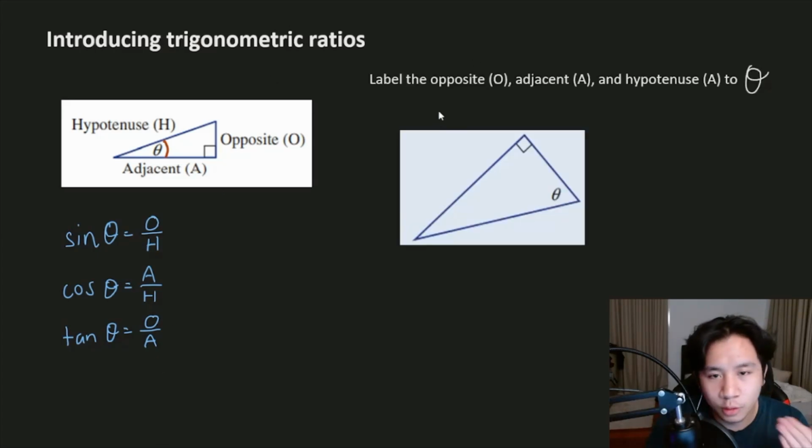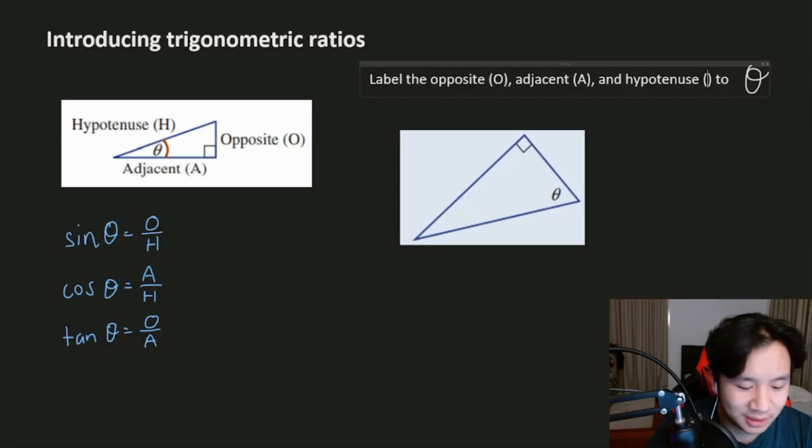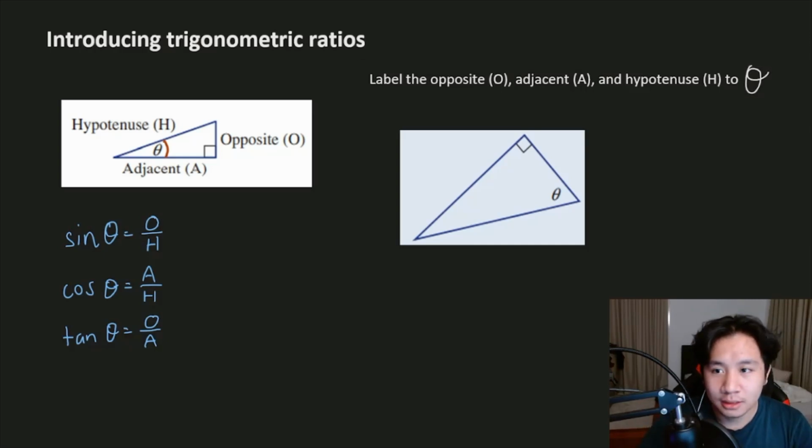So here we're asked the question to label the opposite O, adjacent A, and hypotenuse. And that should not be A, that should be H. To theta. So theta is here, okay? And let's label the opposite first. So I think that one's straightforward. It's just the side that's opposite to the angle. So this side right here.